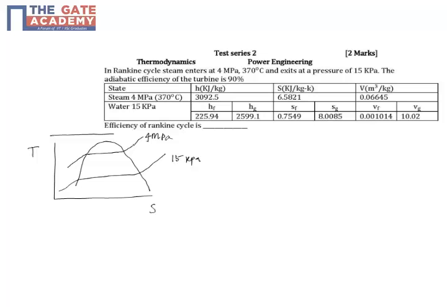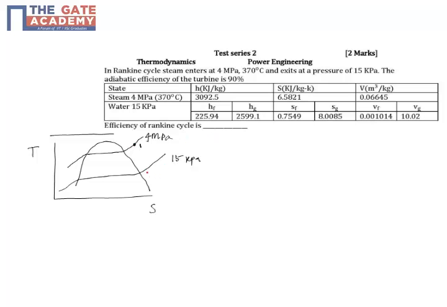The starting state, that is the inlet to the turbine, is somewhere here, at 4 MPa, 370 degrees Celsius. It's a superheated condition, otherwise both HF and HG would have been given. Only H is given, that means it's a superheated condition. So this is our point number 1. Then point number 2 is the final state after expansion in the turbine, which produces some work.